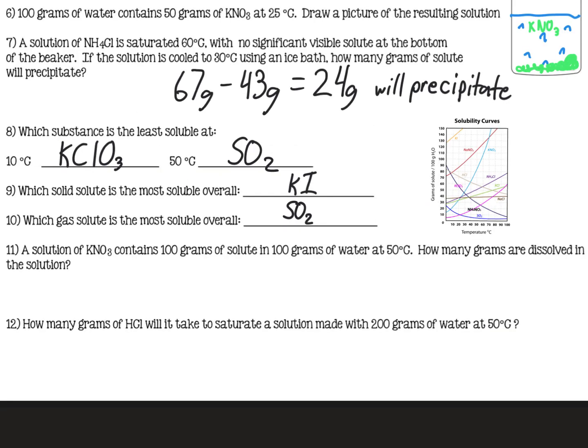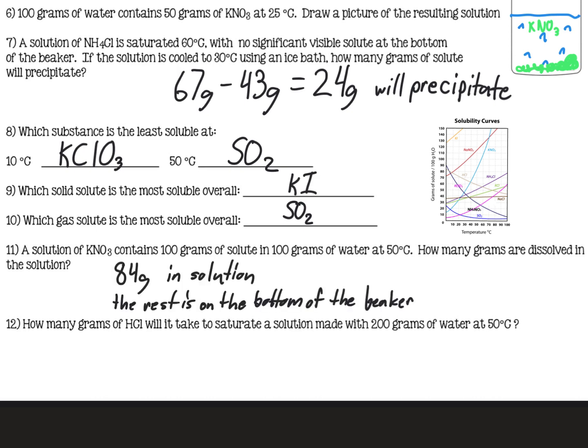For number 11, a solution of KNO3 contains 100 grams of solute and 100 grams of water at 50 degrees Celsius. How many grams are dissolved in the solution? Well, if we look at 50 degrees Celsius, we can find the blue KNO3 line and see that it's about 84 grams that can dissolve. The rest of it will be on the bottom of the beaker.